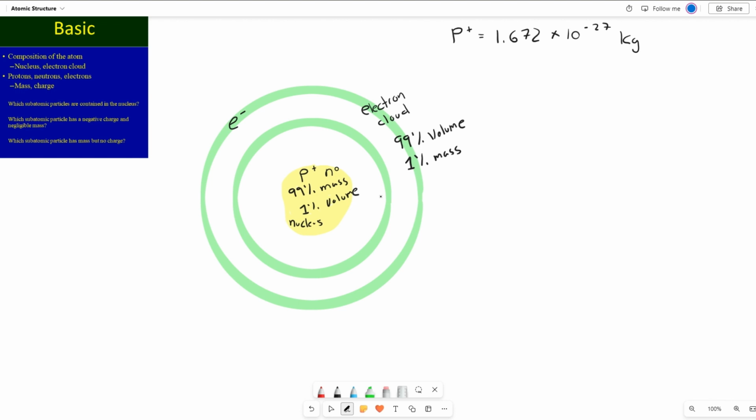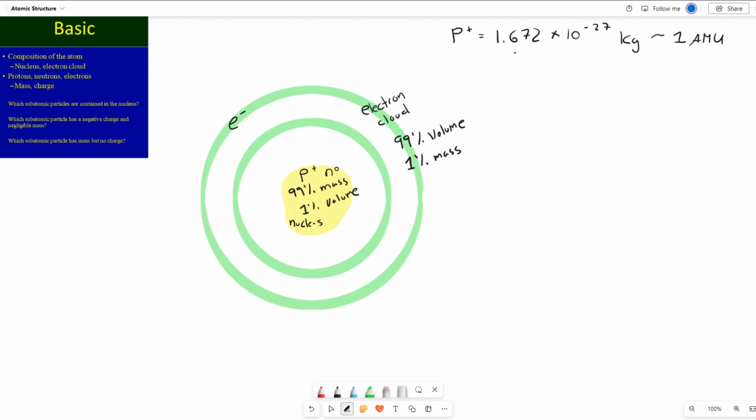So rather than chemists saying, well, a proton weighs 1.67 times 10 to the negative 27th kilograms, they just say that that's about 1 atomic mass unit. So it's a lot easier to say than this large number. So a proton weighs 1 AMU, or 1 atomic mass unit.